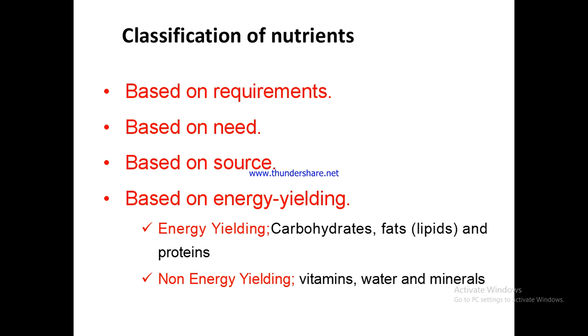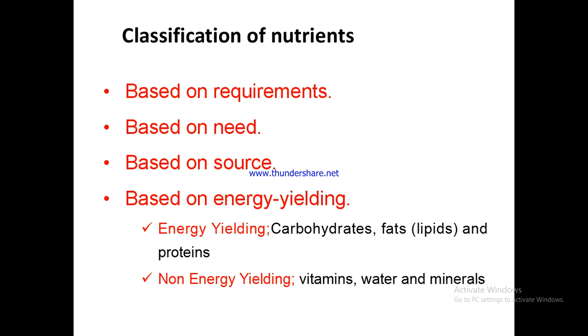Based on the need of our body, we can classify nutrients into essential and non-essential. Essential nutrients are not synthesized in the body, and they should be supplied from an external source, or from the food that we eat. Non-essential nutrients are already synthesized by our body, so we do not need them to come from food. This is the difference between essential and non-essential.